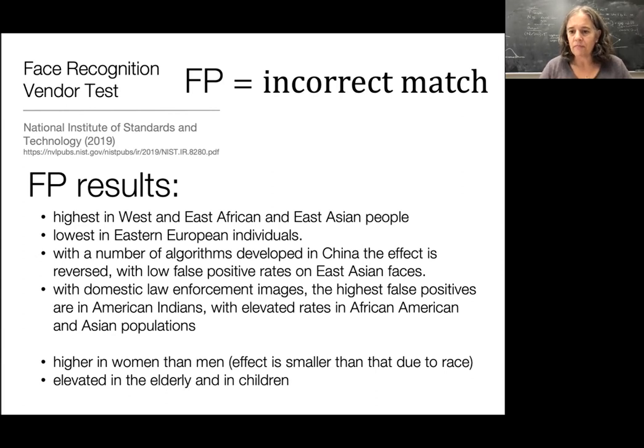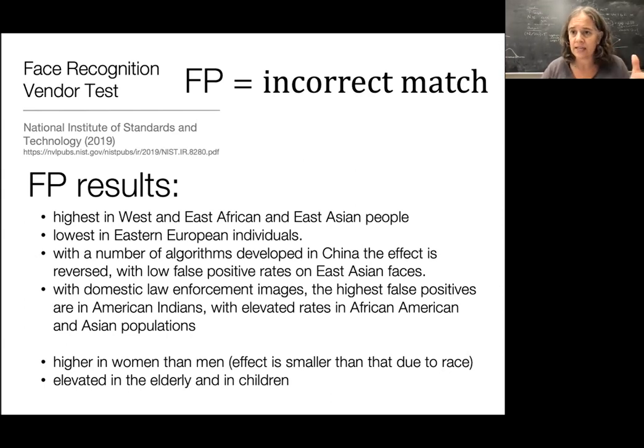So these data sets were coming from government organizations. The data sets were collected for authorized travel, immigration, or law enforcement purposes. They were able to process almost 20 million images, with 8 million different individual people. So about 8 million people, 20 million images, and they used 180 commercial algorithms from 99 different developers.